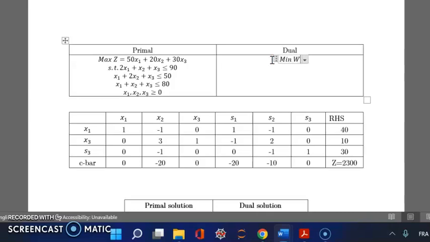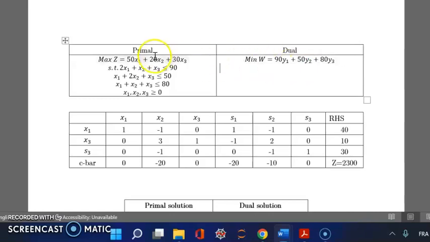So minimize W equals, where the coefficients of the dual objective function are going to be the right hand sides of each of the 3 constraints. So we're going to have 90 y1, which is the first dual decision variable, plus 50 y2, plus 80 y3.